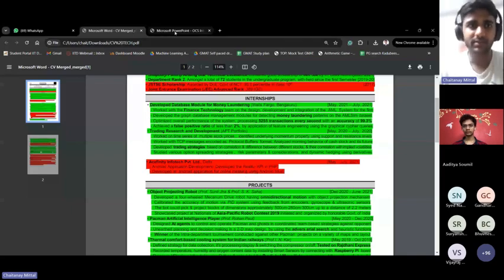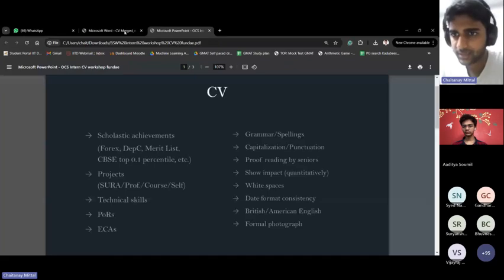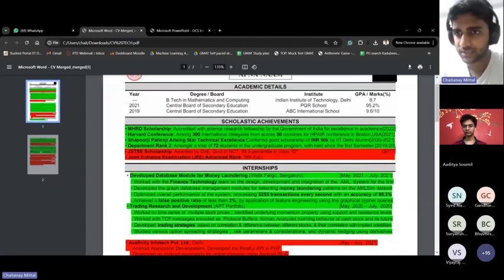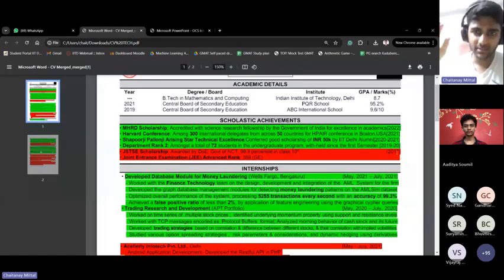With this point, date format consistency. One thing I can tell you here is, whenever this person uses his scholastic achievements, they have used straight brackets. Straight bracket is here, straight bracket is here. However, in this 2017, they used a curly bracket. Is it visible? So you don't have to do that. Please make sure all the brackets and all the date formats are consistent throughout the CV.